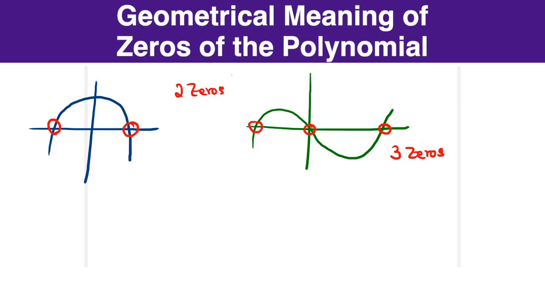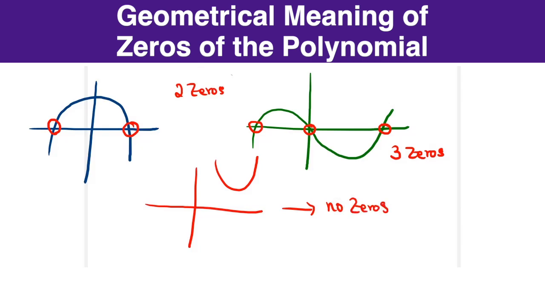So anytime you're given a graph, you have to look out for the points wherein the curve hits the x-axis. Now let us take a case where I draw a curve like this. This curve does not touch the x-axis at any point in time. This means the particular polynomial has no zeros.